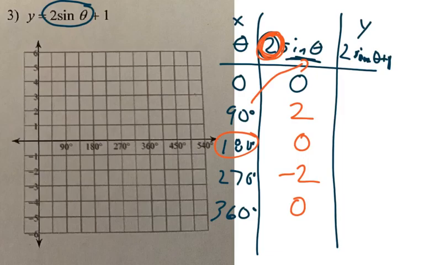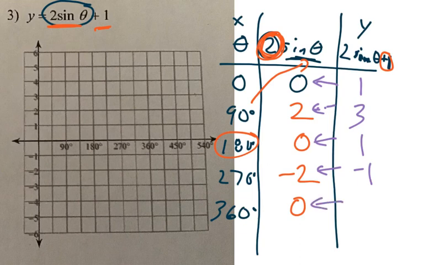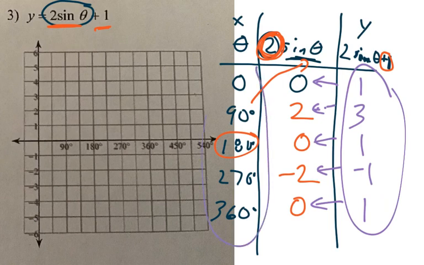Now, to finish up, all we have to do is add 1 to it, because remember, we have to do 2 times sine of theta and then add the 1. So, if I add 1 to that, I get 1. If I add 1 to that, I get 3. If I add 1 to that, I get 1. Add 1 to that, I get negative 1. Add 1 to 0, I get 1. So we're going to graph this with this.